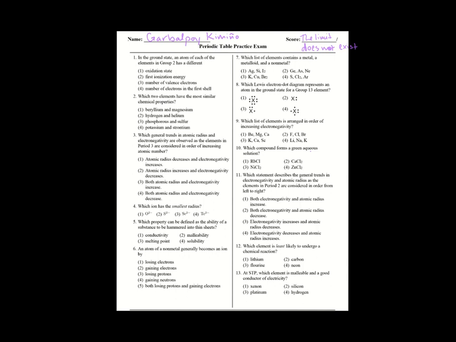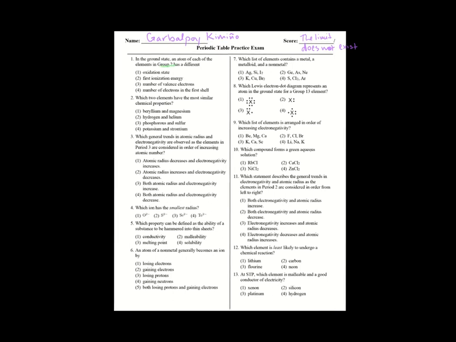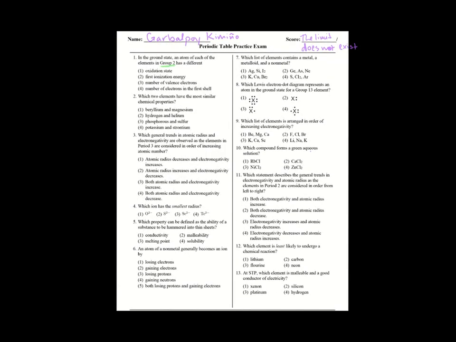In the ground state, an atom of each of the elements in group 2 has a different what? Alright, so when talking about elements in the same group, they should have the same number of valence electrons. Especially when you're in group 2, they all have 2 valence electrons. So that we can immediately cross off choice 2.